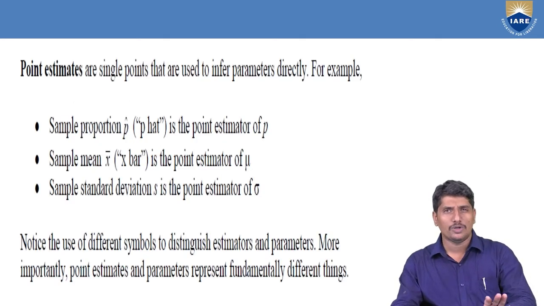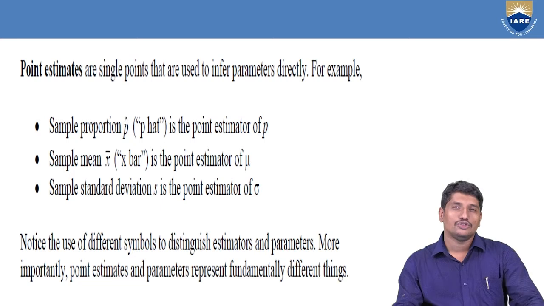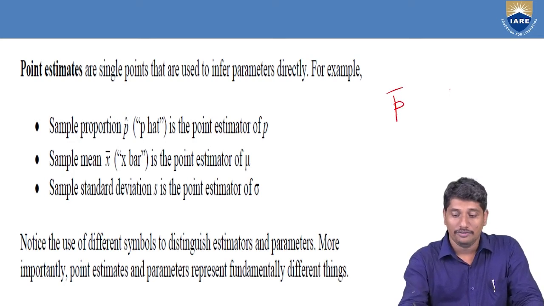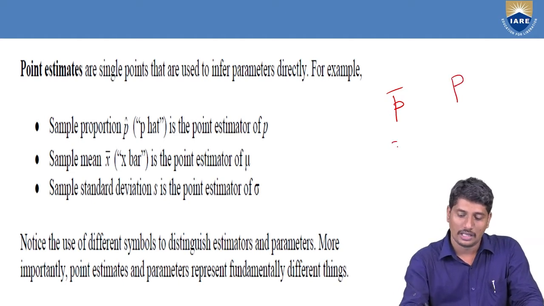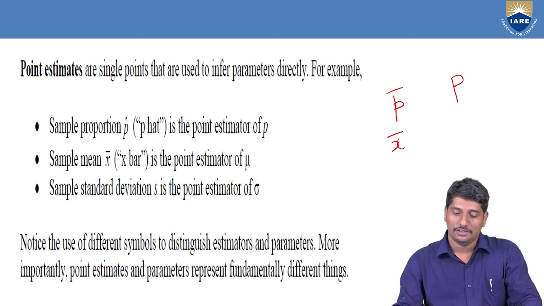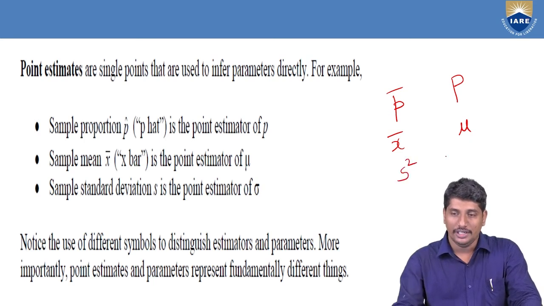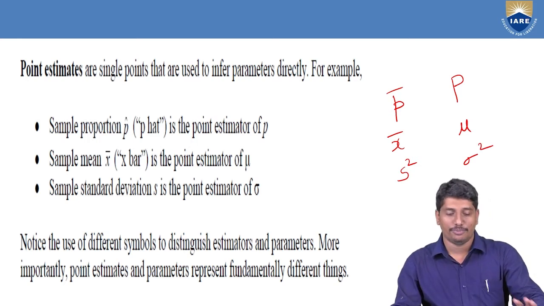Now, our major concentration in today's discussion is point estimation. So let us confine ourselves to point estimation. Let us take some basic examples which describe point estimation. The sample proportion will be a point estimate of the population proportion of success. Similarly, the sample mean will be a point estimator of the population mean. Similarly, the sample variance will be a point estimator of the population variance. So these are the basic examples of point estimates.